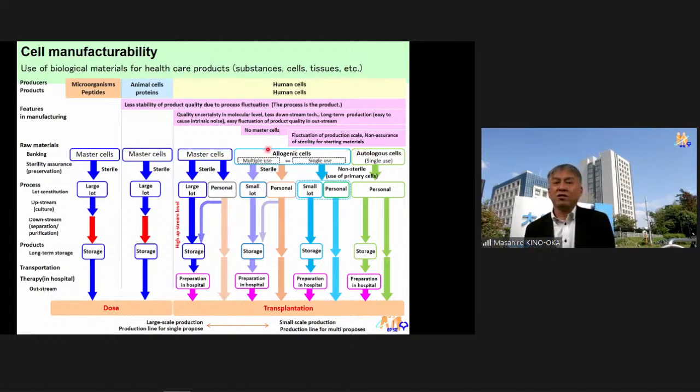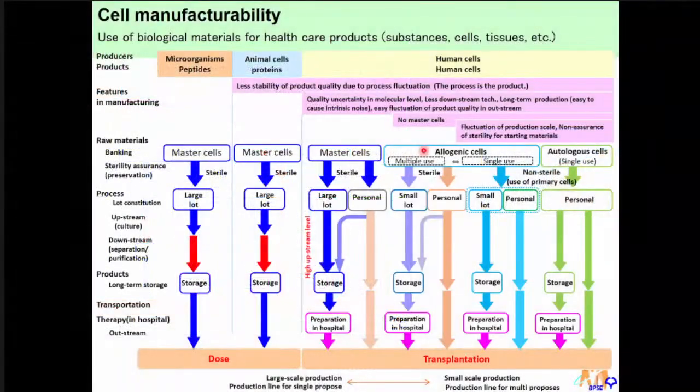And how about the other cases? Mesenchymal stem cells, such as from the bone marrow. Even though they are allogeneic, from donor cells to the patient, a limitation of growth exists. That means no master cells for the production. Sometimes we have to change the starter cells, we have to change the donors. That means we have to change the quality of the materials. That's a problem.